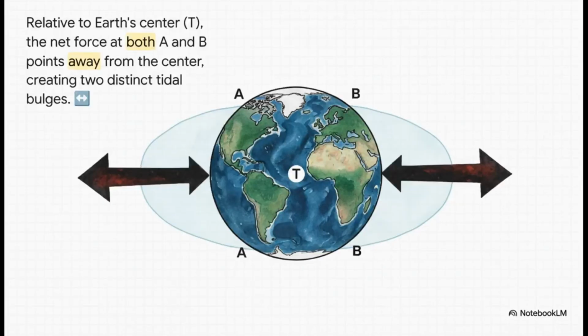Now here's the crucial step. We must consider these forces relative to the acceleration of the Earth's center, T. At point A, the water is pulled toward the moon more strongly than the Earth's center is. The relative acceleration is therefore directed away from the Earth, creating a bulge. At point B, the Earth's center is pulled toward the moon more strongly than the water is. The effect is that the Earth is pulled away from the water, leaving the water to form a second bulge on the far side. And there you have it, 2 opposing tidal bulges.